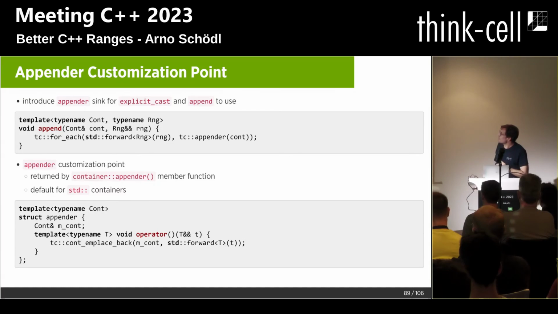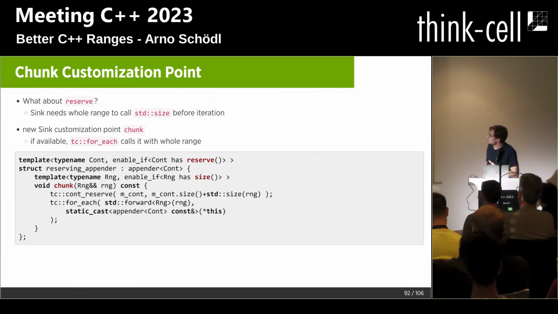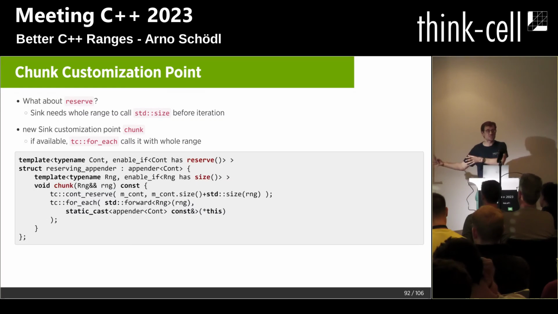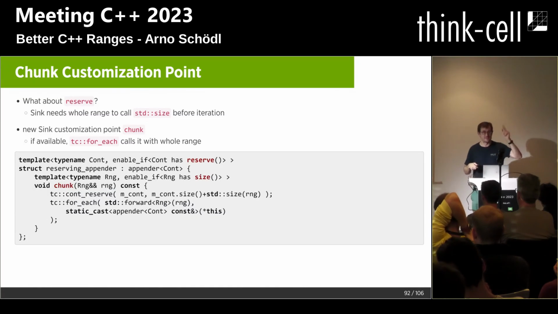But you can also have a customization point chunk, which takes the whole range at once. And here again, you have the possibility to query that whole range for the size. So even for the generator, you could write a generator that outputs these things one by one, internal iteration, but still has a size member that can tell upfront, that's my size, and then the container will pre-allocate that size upfront, and then you're faster.